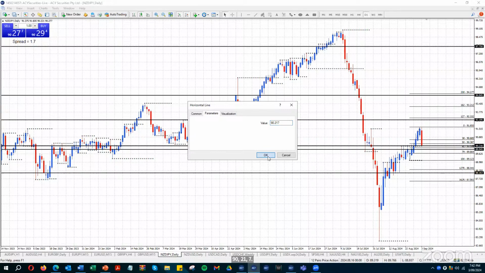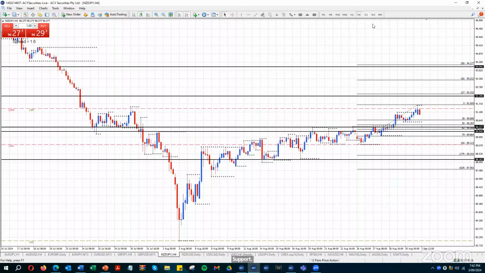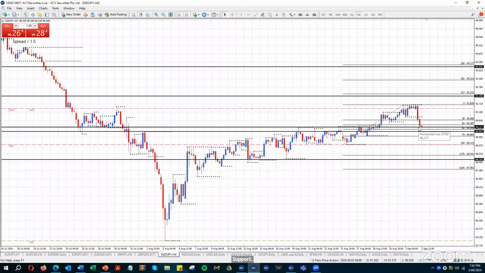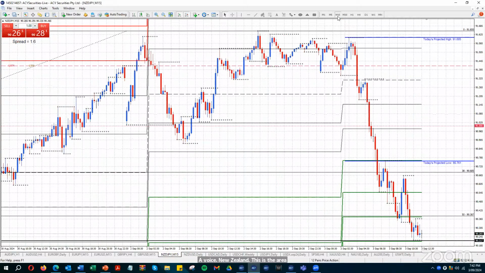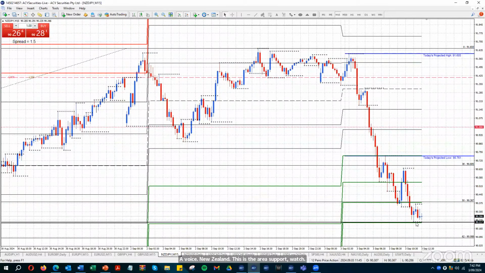To the buy side, that support coming in with the 62 level. So we're pretty much there at the moment. So if you're bullish on the New Zealand yen, this is the area of support to watch. So 90.21 is your day support and the 62 level is at 90.08. Watch that area today. If you wanted to get long, can you see your setup down there to get long?